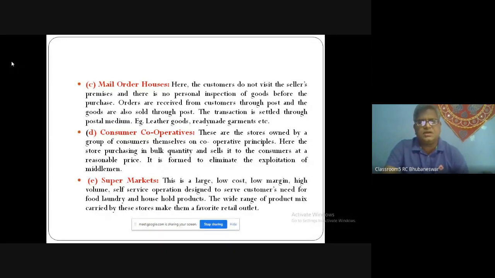And customer cooperatives are also there, according to the cooperative principle. They purchase a bulk quantity and sell at a reasonable price. And the supermarket is also there, like Reliance supermarket, where you see different types of self-service facility. Self-service facility means you can choose your own product from the racks and put it in your basket. High volume, high margin, low cost products are sold.